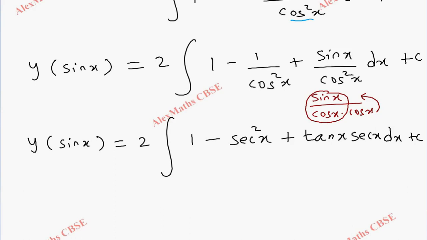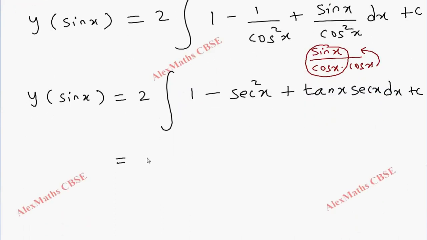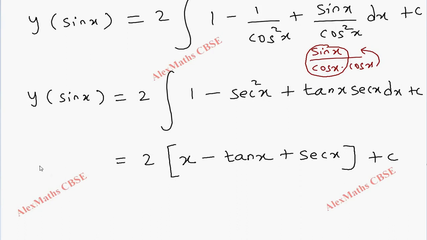Now we are going to integrate each term. So this is 2 open bracket, integration of 1 is x, integration of secant square x is tan x, and integration of secant x tan x is secant x. So plus secant x plus c, and we have y into sin x.